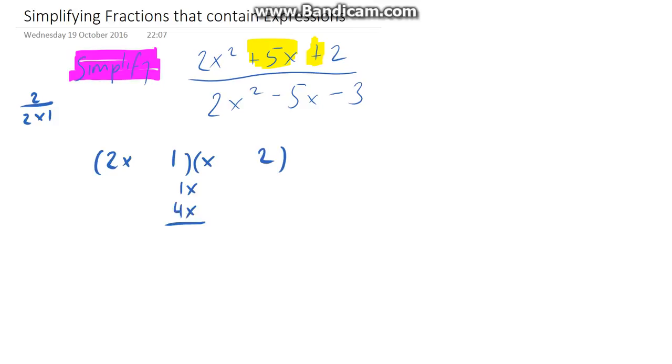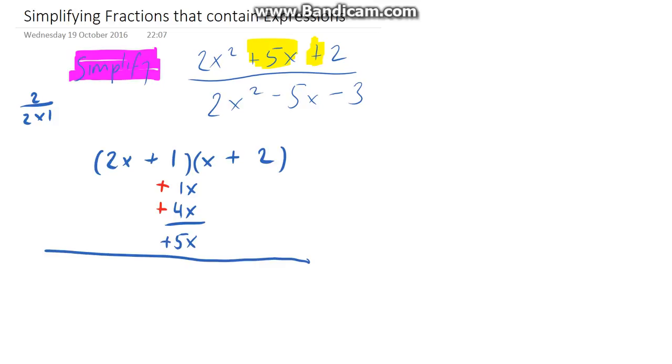Our signs have to be the same to give us plus 5x. So what signs could give us plus 5x? We know plus 1 plus 4 could give us plus 5. So therefore, those are the signs for the top line. Right, so that's our top line, and we'll start working on our bottom line.